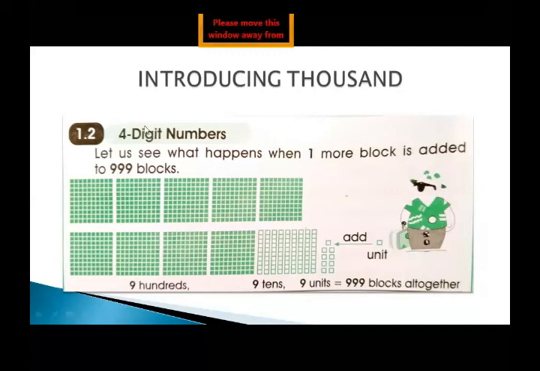So when we talk about a 4-digit number, it means that we talk about 1000, and when we talk about a 3-digit number, it means we talk about numbers up to 999. But now we are introducing 1000, and you know that the smallest 4-digit number is 1000.